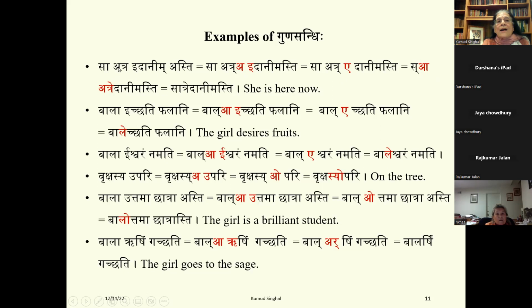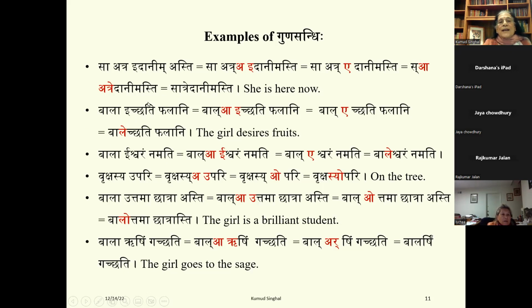Sa ends in a, atra begins with a, so it will be sā. So sā, sātre dānīm asti, right? So there is a vowel sandhi here, so this will be sātra, and there is a guna sandhi, so sātre dānīm asti, and here m and a will join to become ma. So sātre dānīm asti. Now let us look at this sentence.